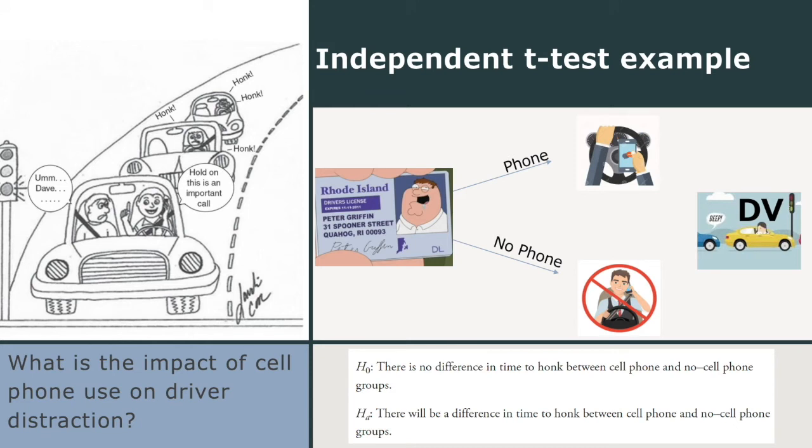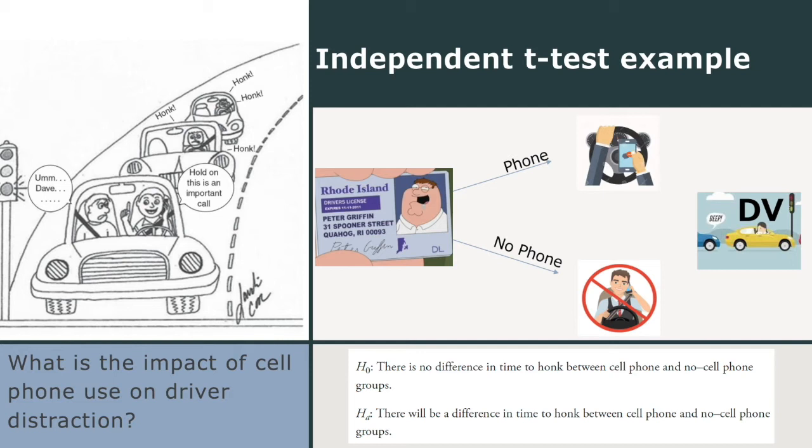Our null hypothesis and alternative hypothesis look like this. The null: there's no difference in time to honk between cell phone and no cell phone groups. And the alternative: there will be a difference in time to honk between cell phone and no cell phone groups. I want you to notice here, the null hypothesis describes what we'd expect if our IV had no effect, if phones don't matter. Our alternative is the opposite, what we would expect if they did.